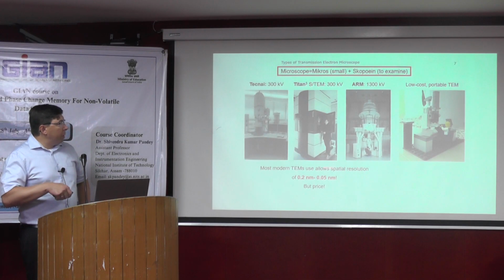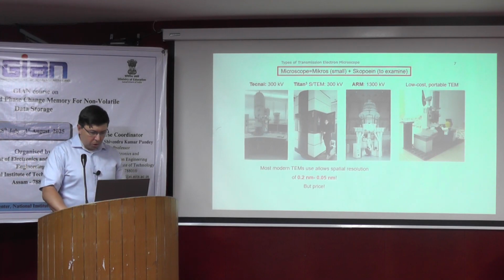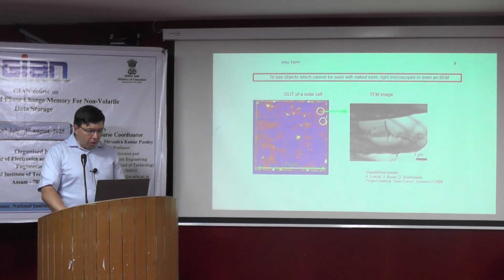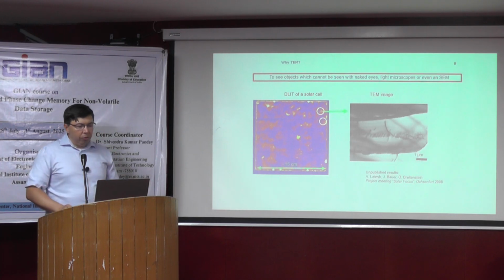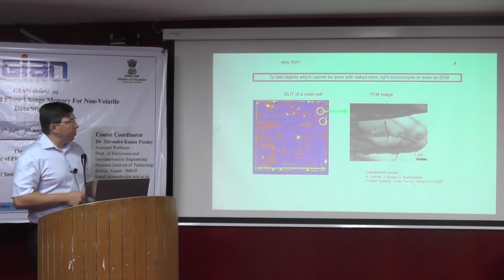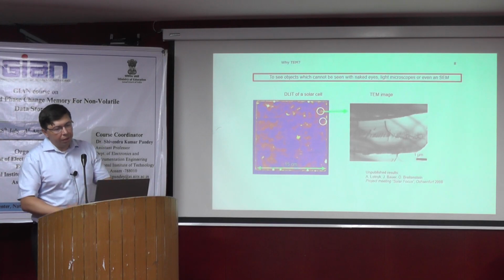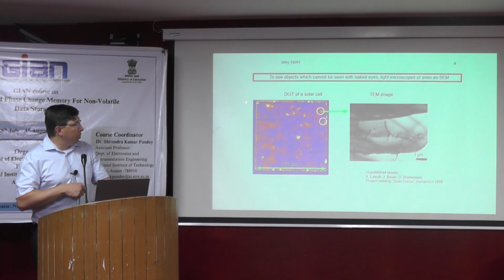The most modern microscopes have a spatial resolution of about 0.2 nanometers, going down to 50 picometers like this or this. But the price, as I said, is in the order of several millions, depending on the options. So what can we do with a microscope? We can see objects which cannot be seen by naked eyes, or light microscopes, or even SEM. So this is one example.